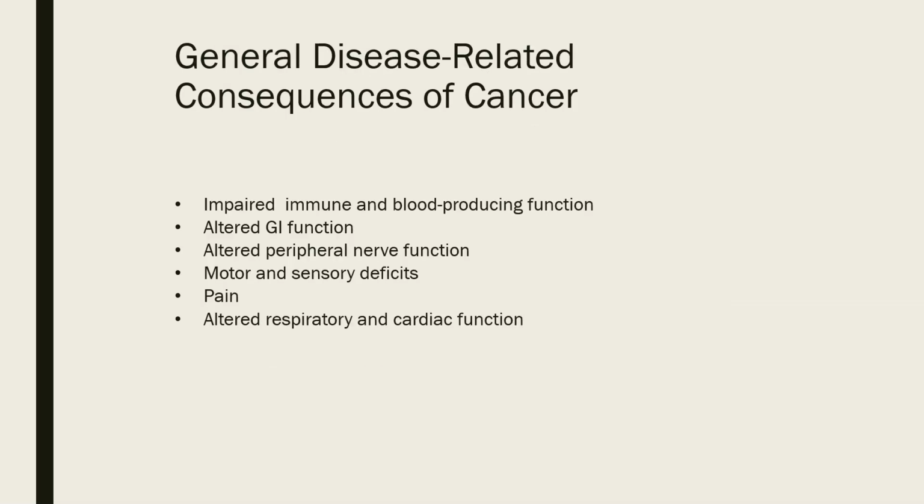General disease related consequences of cancer would be impaired immune and blood producing functions, altered GI functions, altered peripheral nerve function, monitor motor and sensory deficits, pain, and altered respiratory and cardiac function. Impaired immunity and blood producing function can occur when cancers invade the bone marrow, causing anemia and thrombocytopenia.